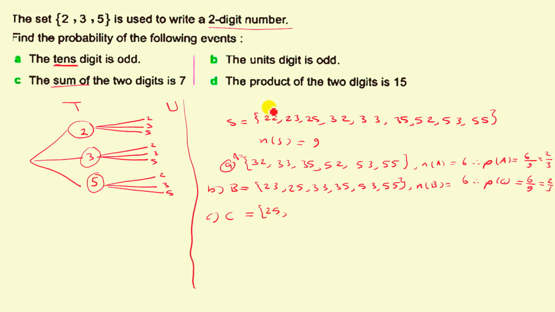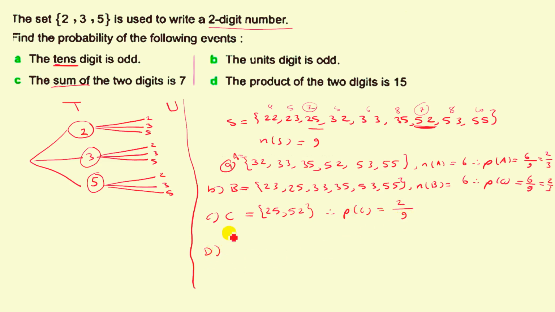هنا 2 بلس 2 4، 2 بلس 3 5، 2 بلس 5 7، ده ناخده وهكذا. 3 بلس 2 5، 3 بلس 3 6، 3 بلس 5 8، 5 بلس 2 7، هناخد ده برضو، 5 بلس 3 8، وهنا السم 10. اللي عنده السم 7: 52 و 25. Therefore هنا probability of C, number of C 2 elements over 9.